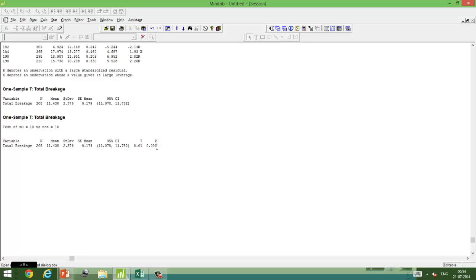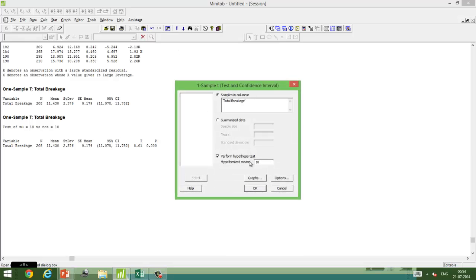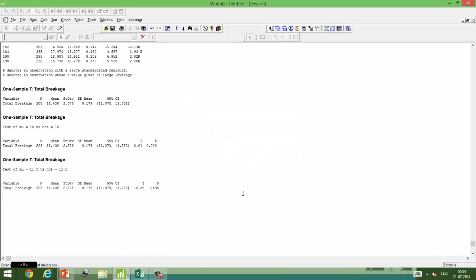Obviously the p-value is 0.000, meaning that the mean of the sample is not equal to the standard. I'll do that again for you. I've given it a target of 10. If I were to give it a target of, let's say, 11.5, it will become null hypothesis. Yes, the p-value is greater than 0.05 now, because my chosen value is between 11.07 to 11.78.